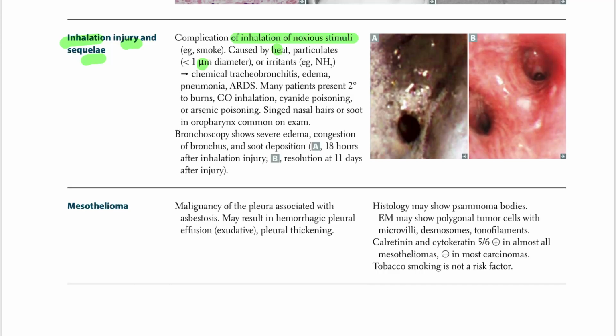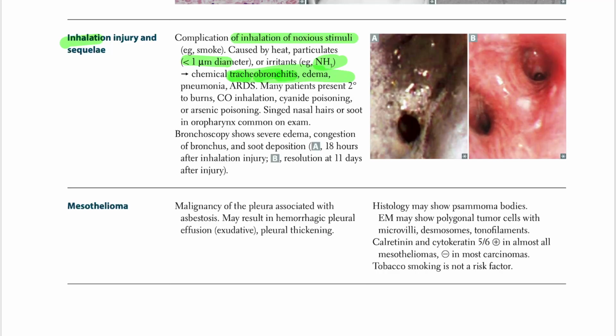Microns, my bad. Okay, so it's less than 1 micron. So this right here is a micron. Okay. So any particle which is less than 1 micron in diameter, or an irritant like NH3, leads to chemical tracheobronchitis and edema.